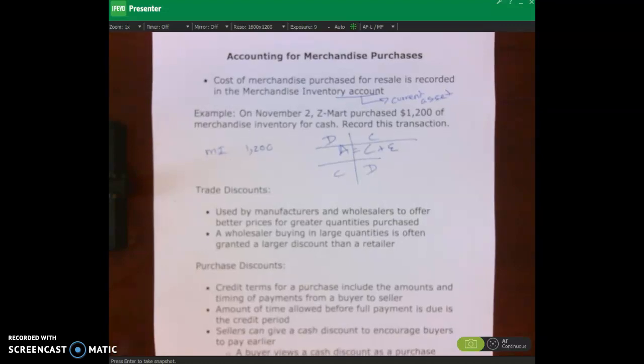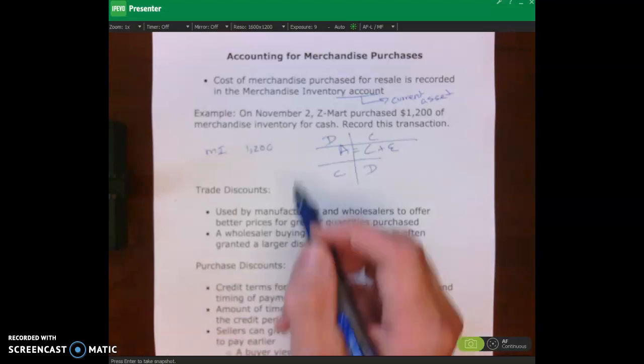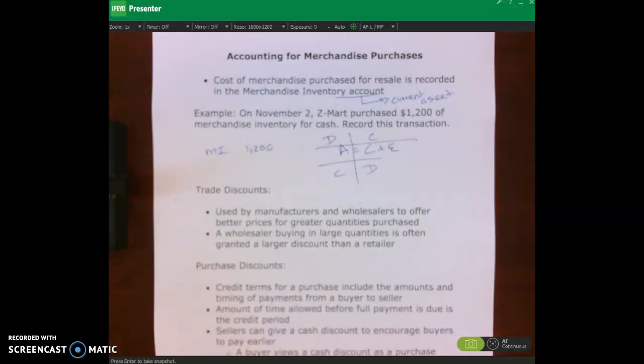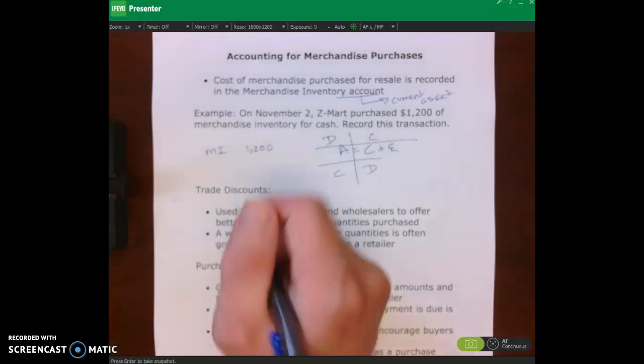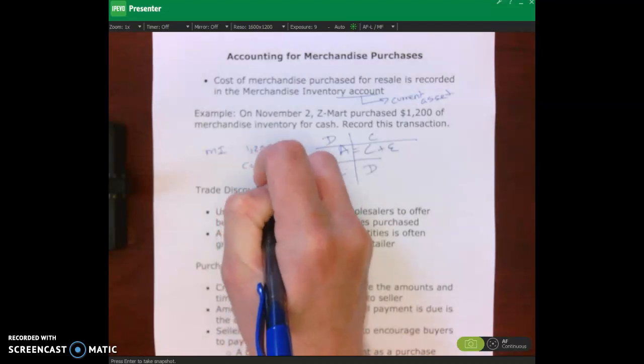And then it says for cash, or you could also say, not for, but you could say with. Probably makes more sense. With cash or using cash. So cash is going down, right? Because we're spending cash to purchase the merchandise inventory. Where do we put cash in terms of the accounting equation? It's an asset. That asset is going down, credit, cash.